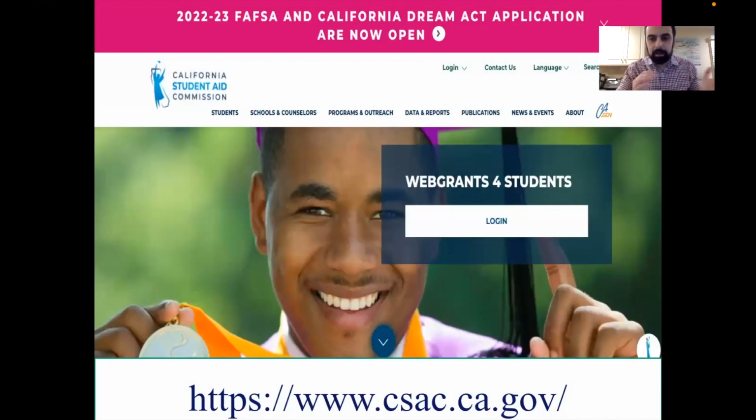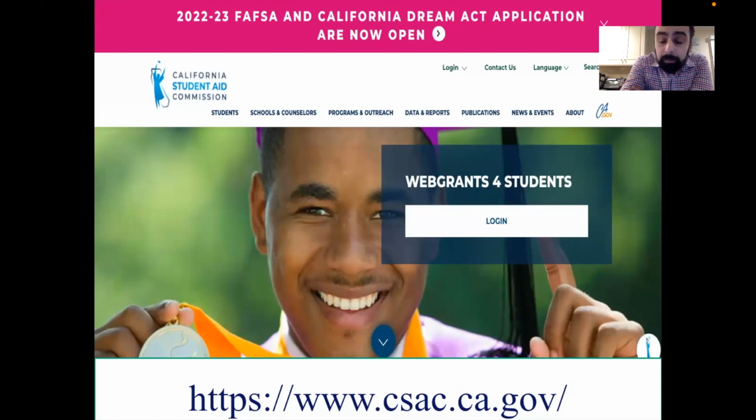Now, at the end of the FAFSA form, or after you send in the FAFSA form, as well as once you basically submit your grades, because in California you need to be sending your grades in as well as sending in the FAFSA. Those are the two requirements to see if you are eligible for Cal Grants.